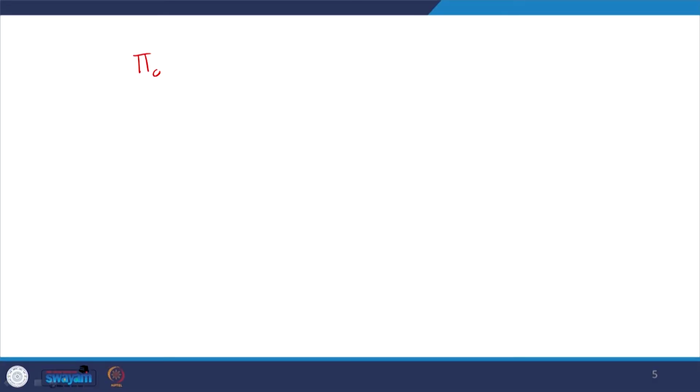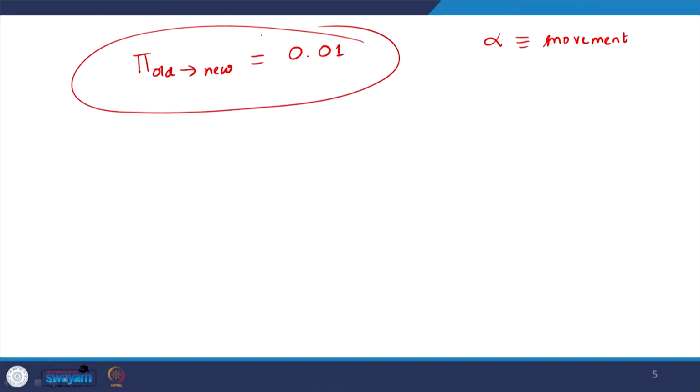Now how will we make sure, let's say if pi is 0.01, that I will make that transition with a probability of 0.01? The answer to this lies in here. Let's say, for example, pi old to new comes out to be 0.01. Alpha refers to the movement, and that has to be symmetric. I should be able to move every particle to the right or left, top or bottom. There should not be any directionality to this. So how will I ensure the transition probability is 0.01?